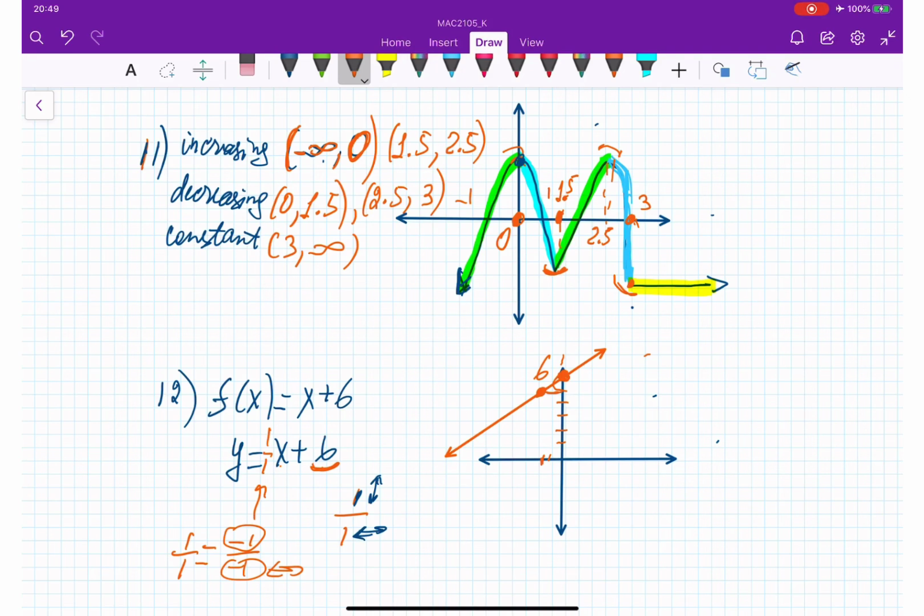Whoever needs to watch in detail how to build the graph by slope and intercept, I will put a reference to the video. I believe it's in my intermediate math or basic math playlist. It should be there. I will point to that video and you can go and watch it. But this is how we're going to build it. Okay, next, question number 13.